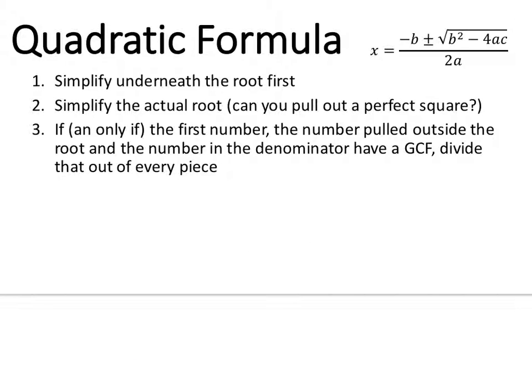So again, these are the steps of how to best go about simplifying your quadratic formula. The first thing you want to do is simplify underneath the root first. So take b squared, and then take 4 times a times c, and then subtract those two numbers. Once you have that done, you need to simplify the actual root, so again, seeing if you can pull a perfect square out. And then the last thing you do, and this is an if and only if: if the number pulled outside the root and the number in the denominator have a GCF, then you can divide that out of every single piece. So take a second to pause this and write down these steps.